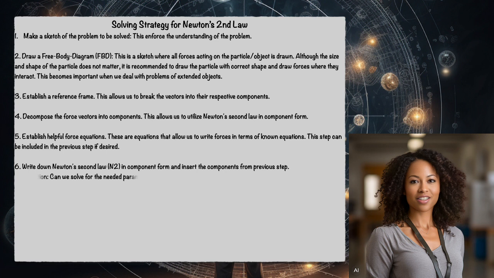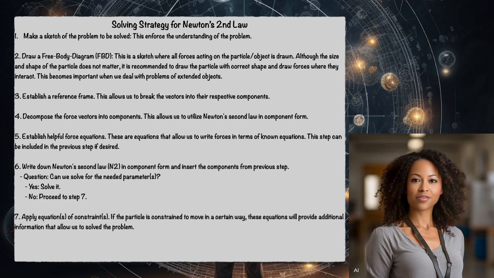If all variables needed to solve the problem are given, we can then solve it now. If we cannot solve it, we proceed to the next step. Next, apply equations of constraints. These are equations or relationships between coordinates that confine the object to move in a constrained manner.